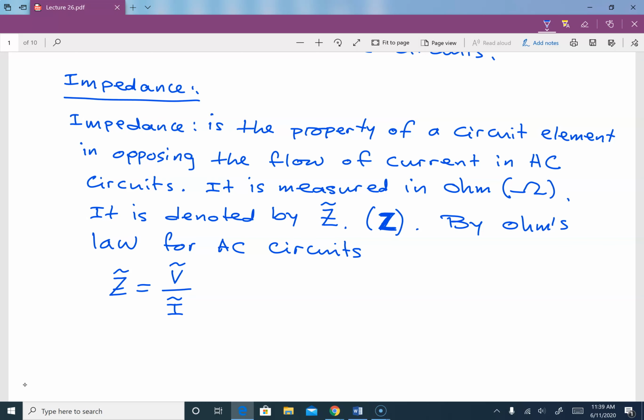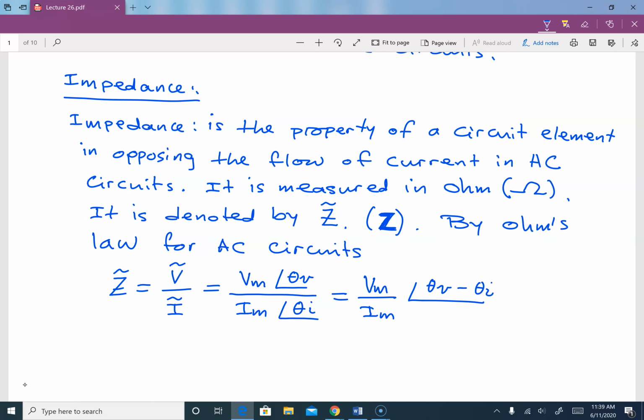So all of these are phasor quantities, they are complex numbers, and that is equal to Vm with angle theta V divided by Im with angle theta I. So since theta I is in the denominator, when we bring it up to the numerator, we will flip the sign. So that will be Vm divided by Im, and the angle here is theta V minus theta I. And that is as what we said in ohm.